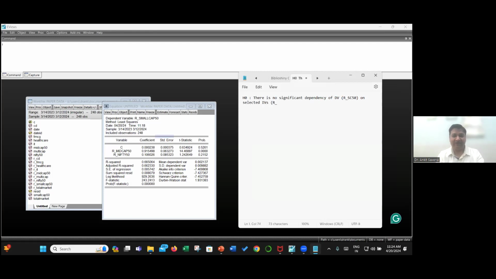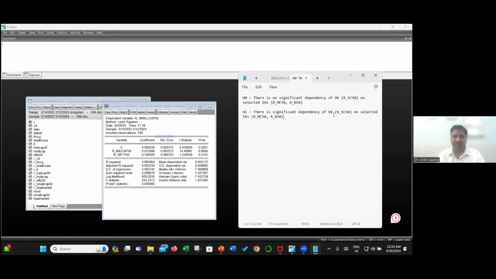The IVs that we have taken are R mid cap 50 and another IV, R Nifty 50. These are the IVs that we have taken. This is the null hypothesis that we have made, H0, as specified. Now we have to specify H1, which will be that there is a significant dependency of the dependent variable on the selected IVs. You could write it in a different way also; I'm just going with the most basic way of writing the hypothesis. You can say R mid cap 50 and R Nifty 50 are significant predictors for the small cap 50 returns. That is one way of writing it.